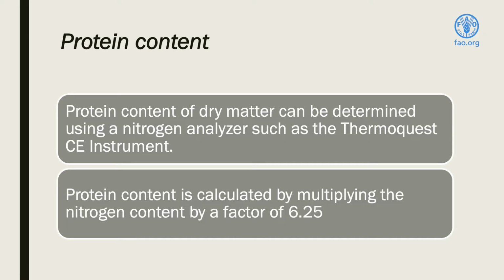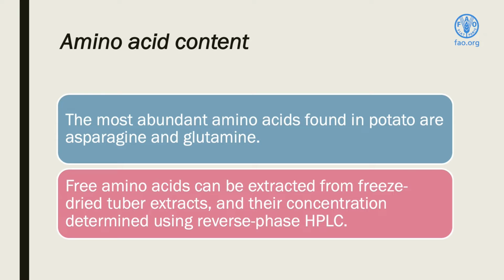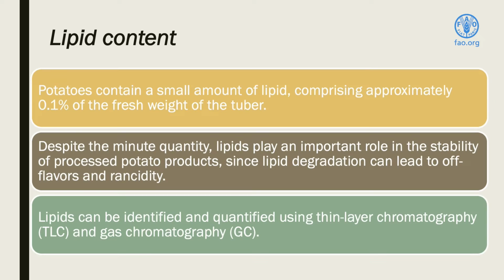Also, we can determine the nitrogen content using the Kjeldahl analysis technique. Next one is amino acid content. The most abundant amino acids found in potato are asparagine and glutamine. Free amino acids can be extracted from freeze-dried tuber extract, and their concentration determined using reverse-phase HPLC.